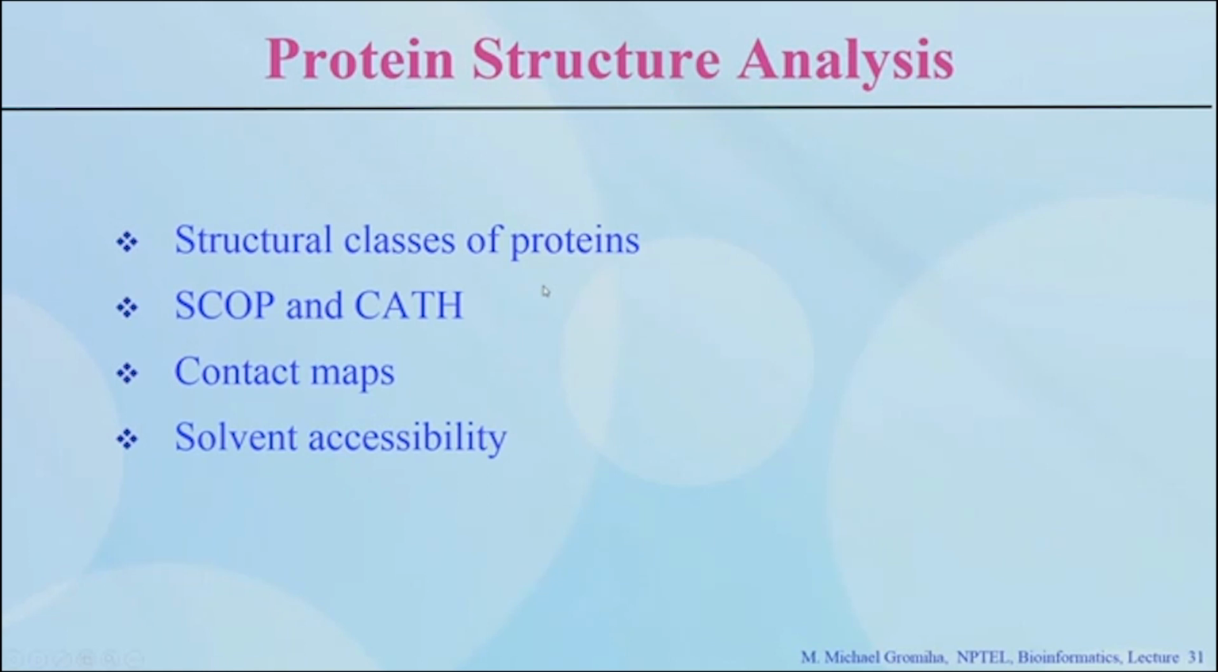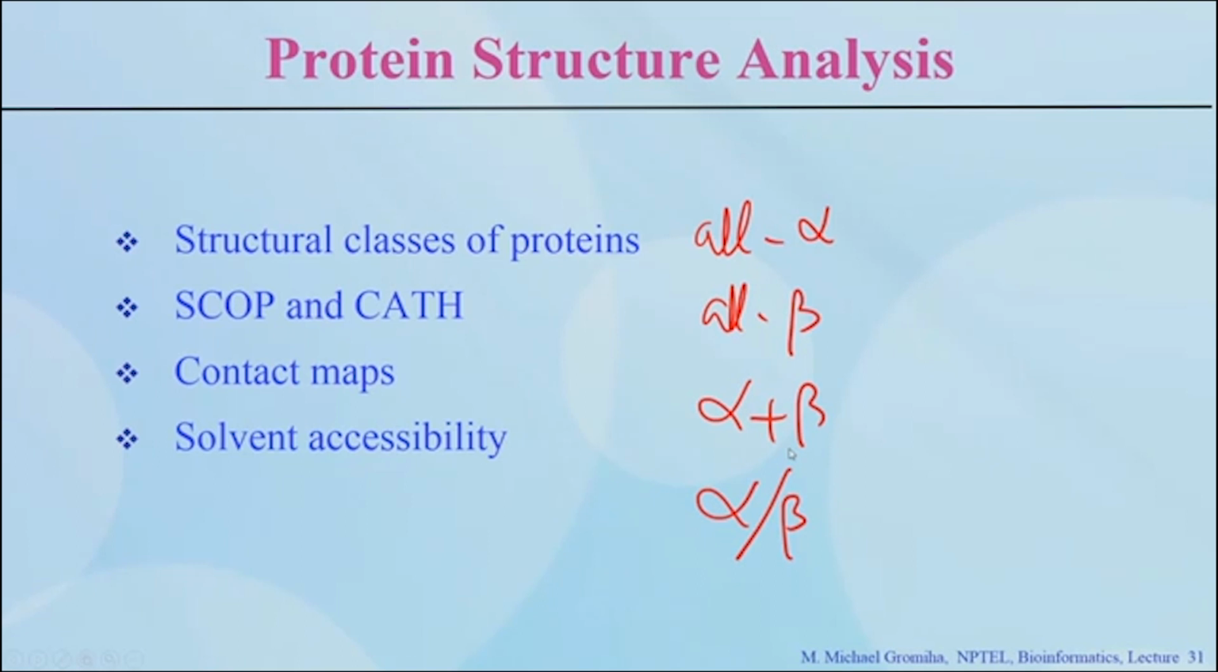Then if you have these proteins, there are different structure classes of proteins. What are the various structure classes of proteins? All alpha, all beta, alpha plus beta, alpha beta. What is all alpha? Mainly alpha. All beta is mainly beta. Alpha plus beta has alpha helices and beta sheets, but they are segregated. In alpha beta they are mixed with each other, with alternating helix and strand.